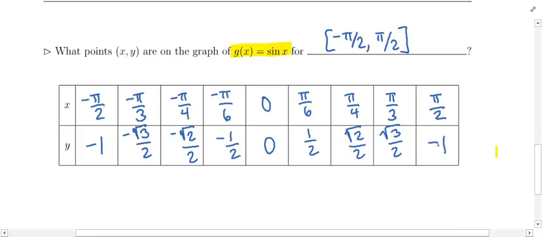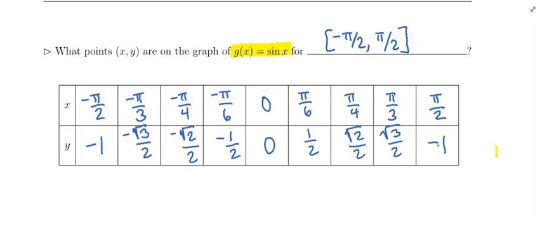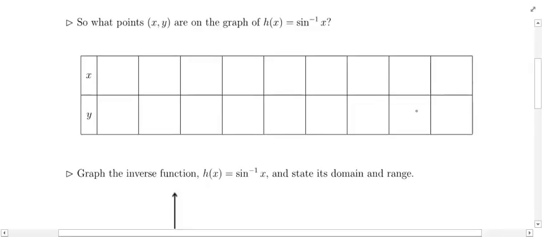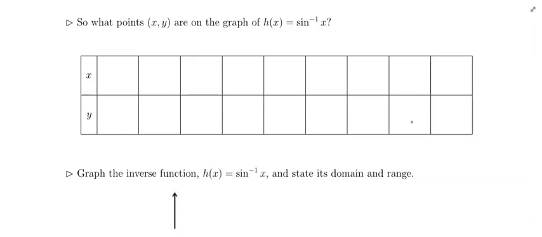This table forms a whole bunch of xy pairs. They are on the graph of sine x. So let's continue on, at the top of page 3. What points, xy, are going to be on the graph of h of x equals the sine inverse of x? Go back to page 1.